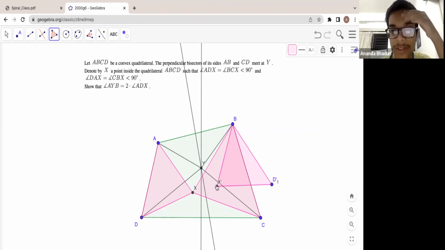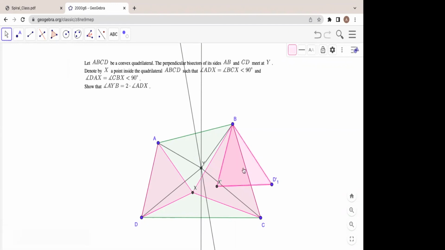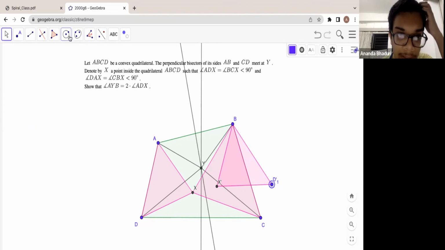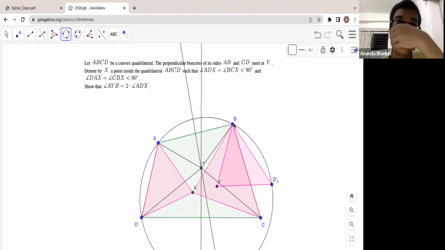One thing is that this BYA equals BDX reminds you of the circumcenter thing, because the angle subtended at the circumcenter is twice the angle subtended there. Actually, this isn't my solution path, but I think this is still promising. So you reflect X in this bisector and this bisector. Oh, but this is, okay. So this is a cyclic quadrilateral.